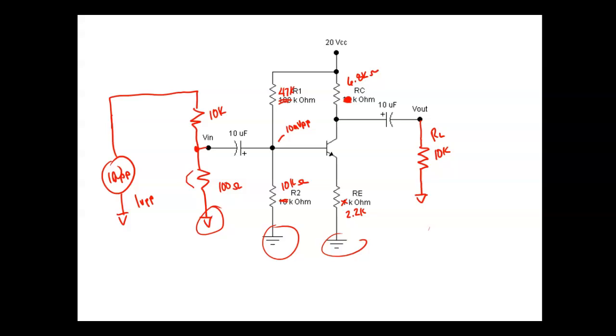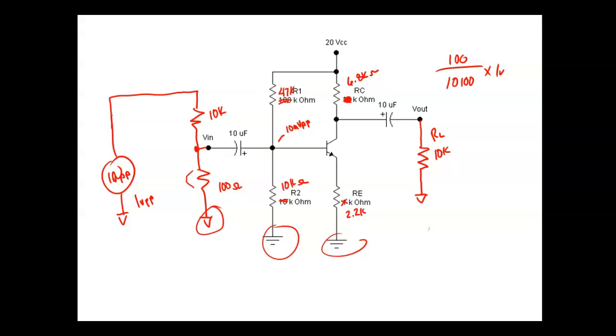I'm looking at 9 millivolts. So how'd you do that? I did 100 divided by 10,100. 10,000. 1 volt. Good. Time for one vote.